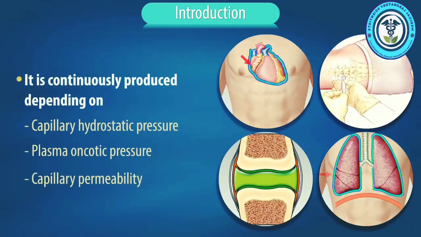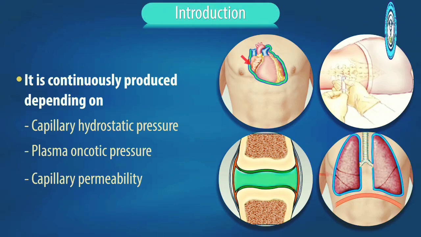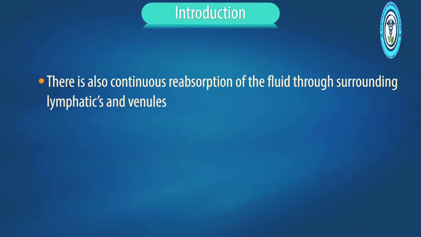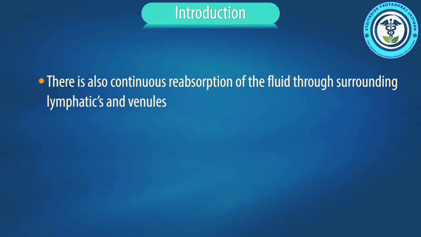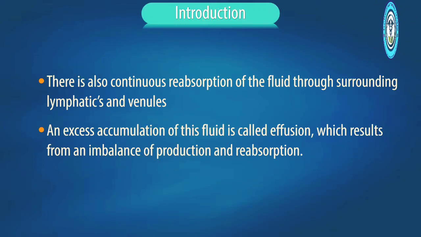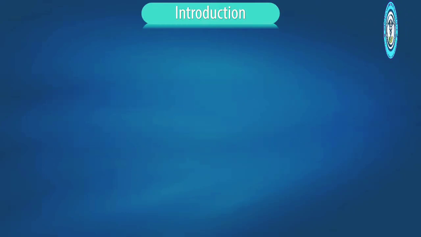It is continuously produced depending on the capillary hydrostatic pressure, plasma oncotic pressure, and capillary permeability. There is also continuous reabsorption of the fluid through surrounding lymphatics and venules. An excess accumulation of this fluid is called effusion, which results from an imbalance of production and reabsorption.